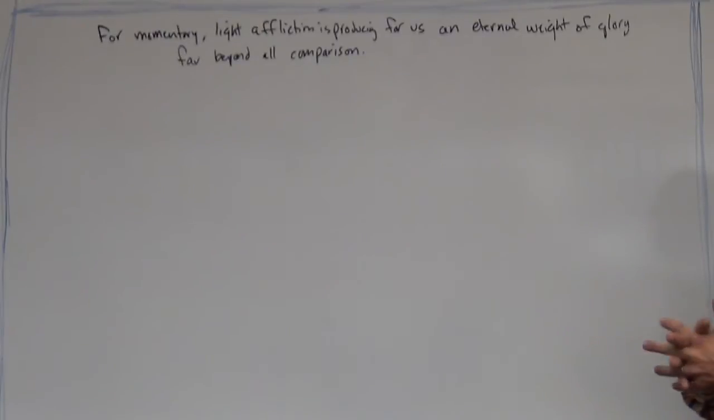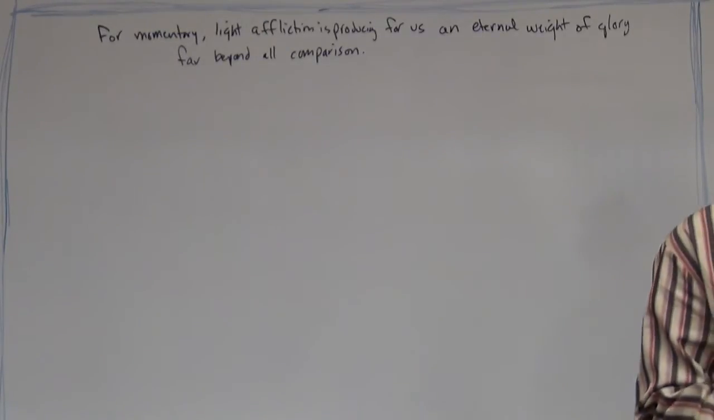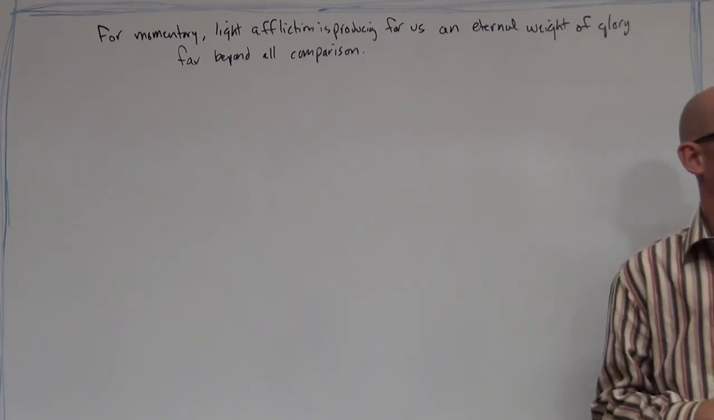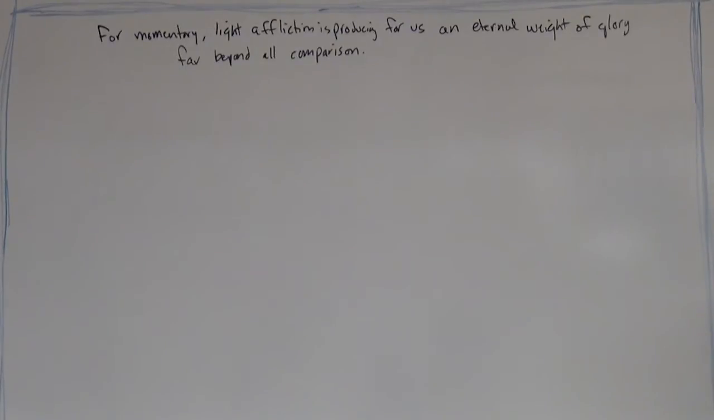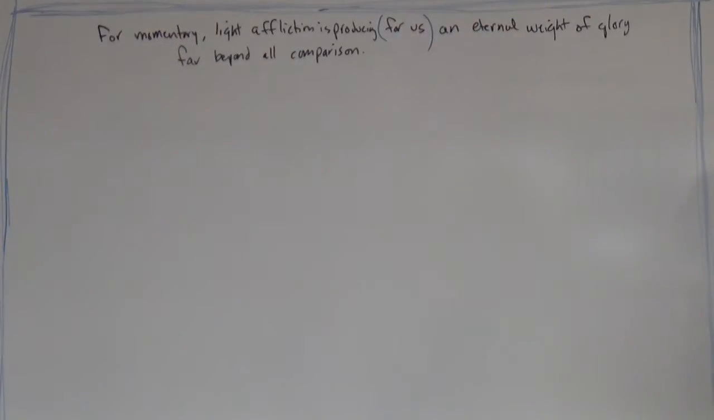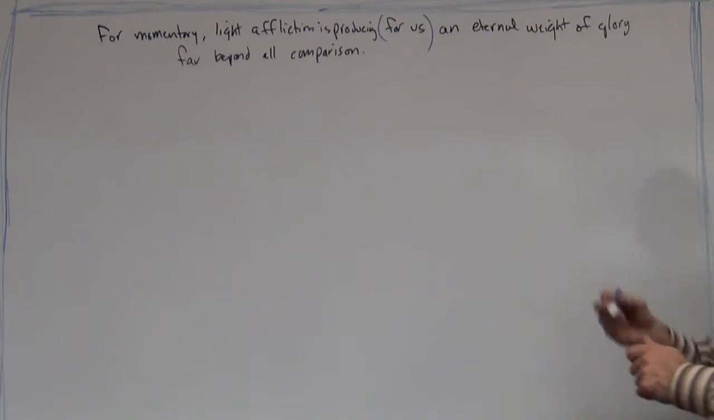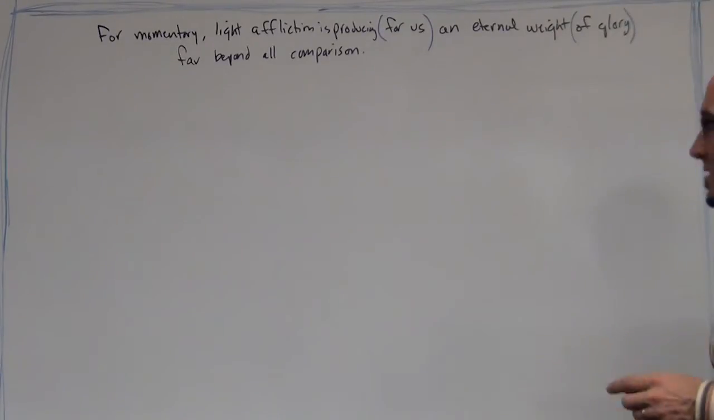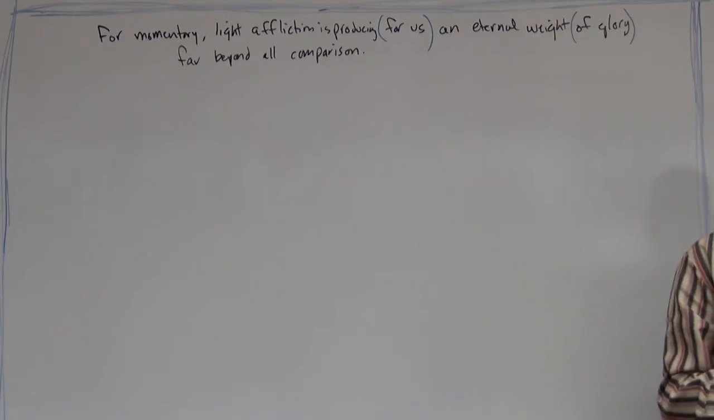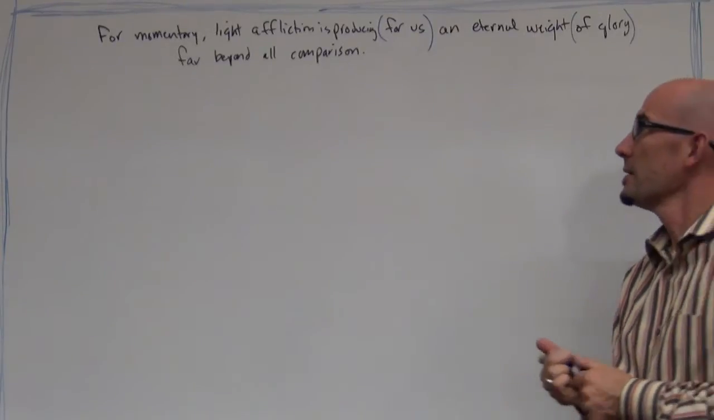Okay, "For momentary light affliction is producing for us an eternal weight of glory, far beyond all comparison." Let's start with prepositional phrases. Do we have any prepositional phrases to eliminate? For us. Mike says "for us" is a prepositional phrase. Of glory. Nice little rule in English: "of" is always a preposition. That's helpful. Far beyond all comparison.